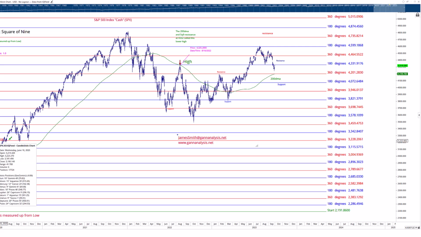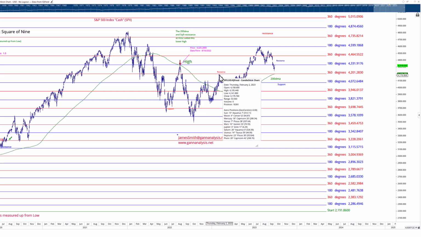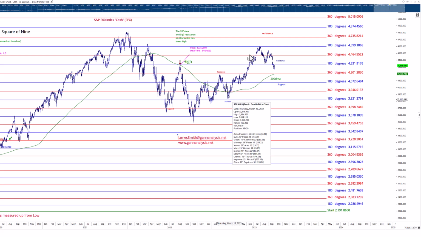But notice we got a high on a 360. This high was on a 360, got a low on a 360. This was kind of close to the low at 360. This was a direct hit on a 360, and a 180 gave you a low here. 180 gave you a high.